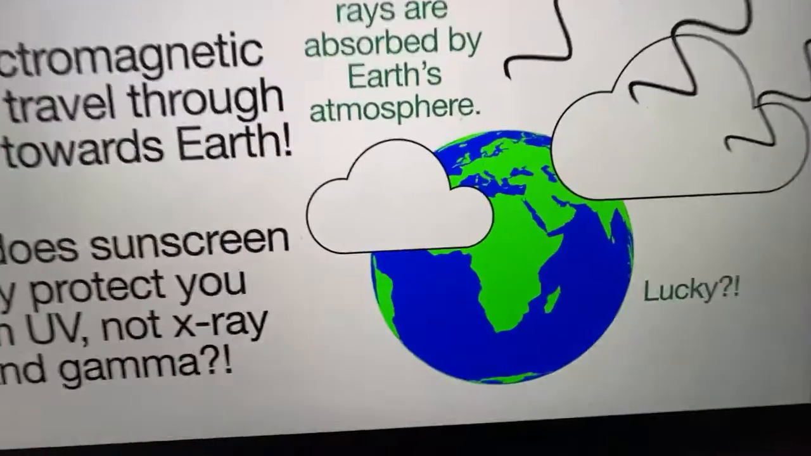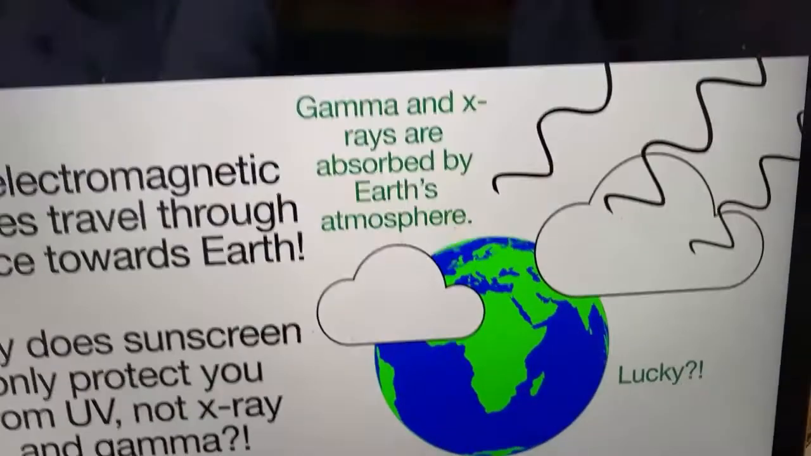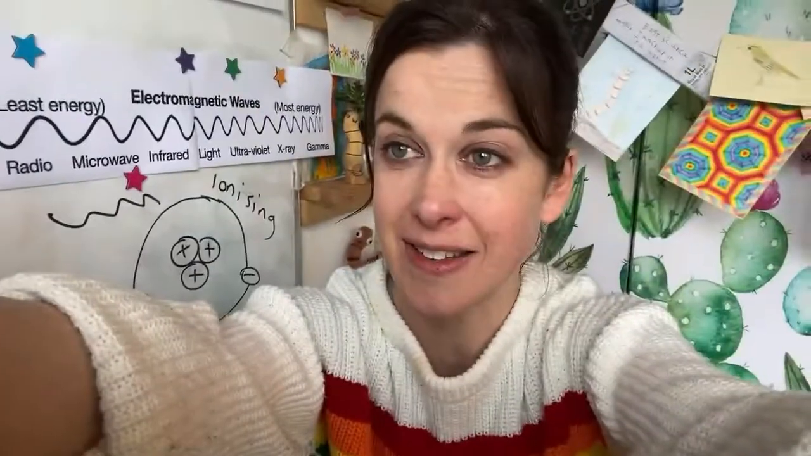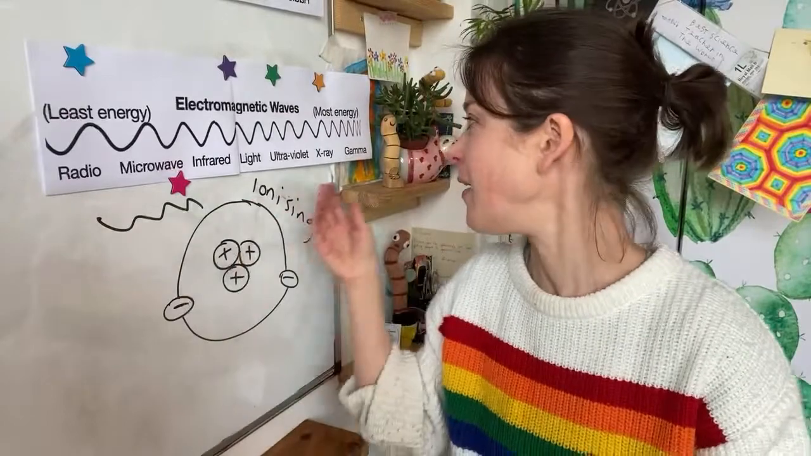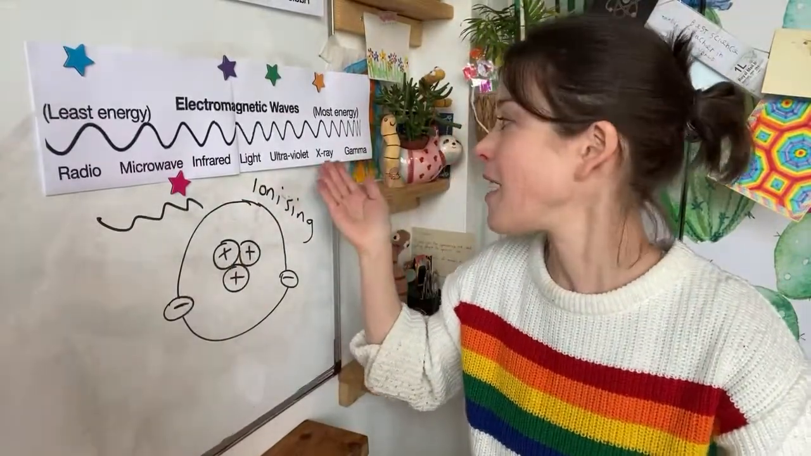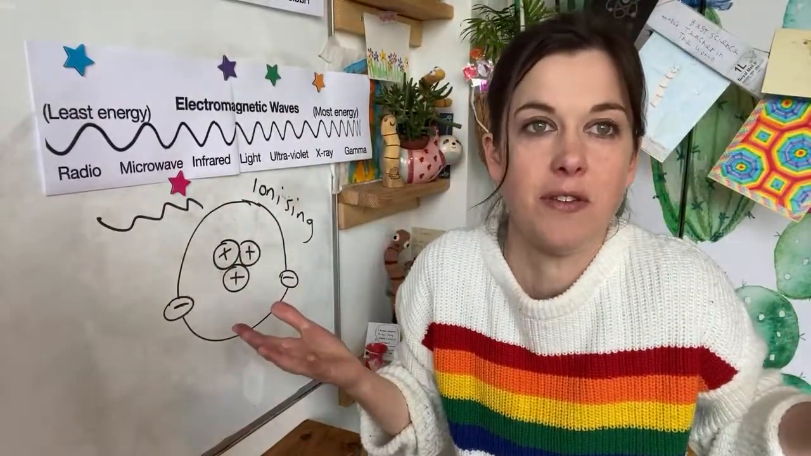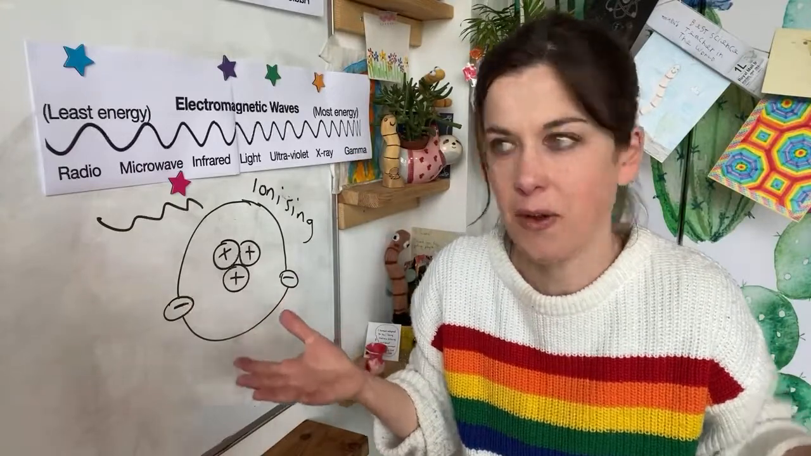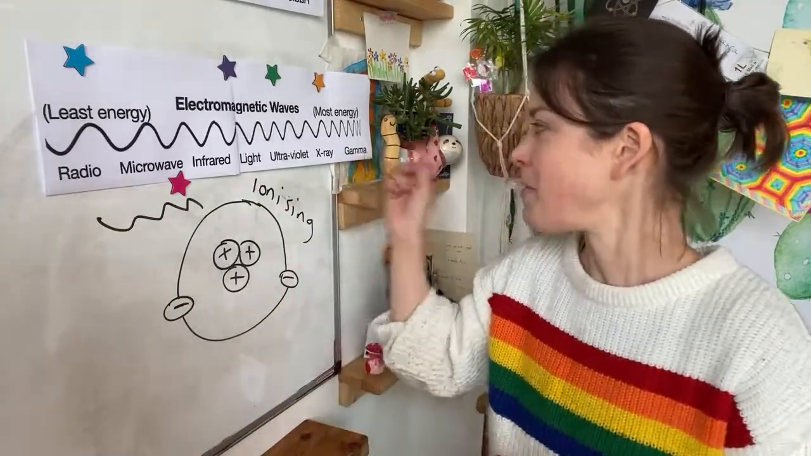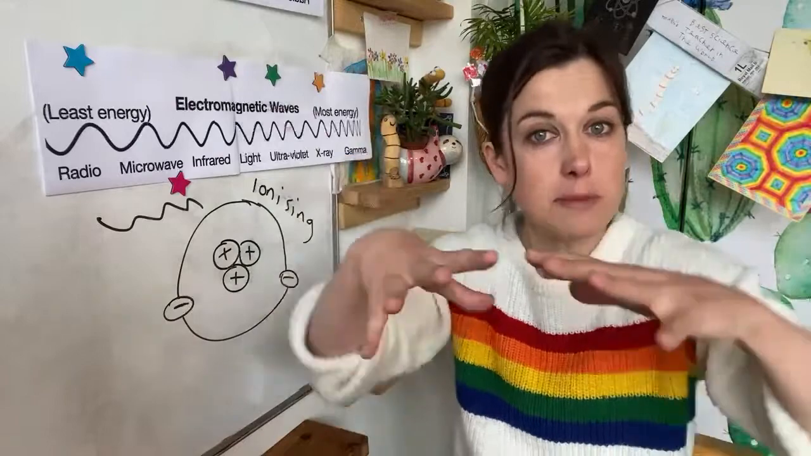And I've put lucky, question mark, exclamation mark. No, it's not lucky, is it? It's not lucky. If we lived on a planet that was being constantly bombarded by gamma rays and X-rays, humans would not have evolved. Maybe something else would have evolved. I don't know. But yeah, gamma rays and X-rays both get absorbed by Earth's atmosphere.